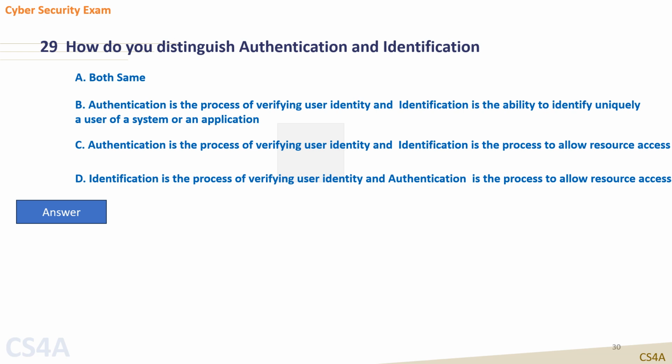We see the option C. Authentication is a process of verifying user's identity. Identification is the process of allowing user access. This is not correct. And identification is the process of verifying user identity, and authorization is the process of allowing resource access. This is also not correct. This is authorization. So option B is the correct one.